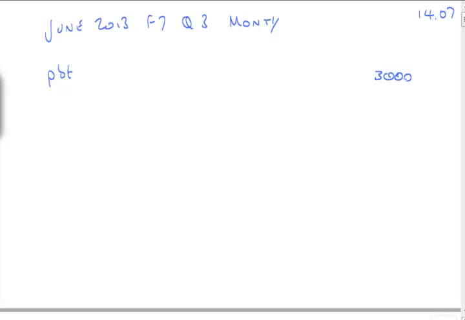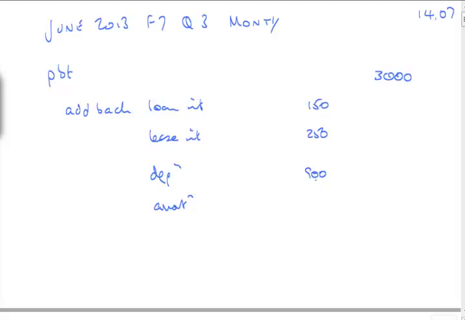All right, PBT is 3,000, and we need to add back the loan interest and lease interest. And that's 150 and 250. And we're going to add back also the depreciation and the amortization. Those are given to us as 900 and 200, because those are non-cash items, so those need to be added back straight away.